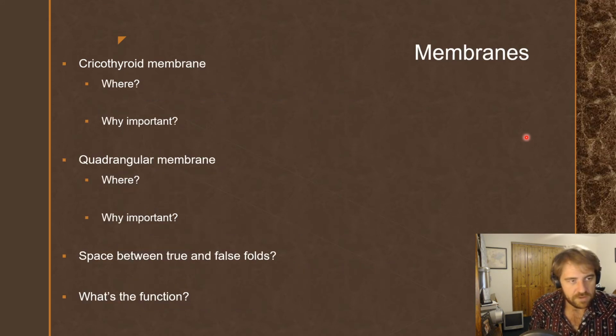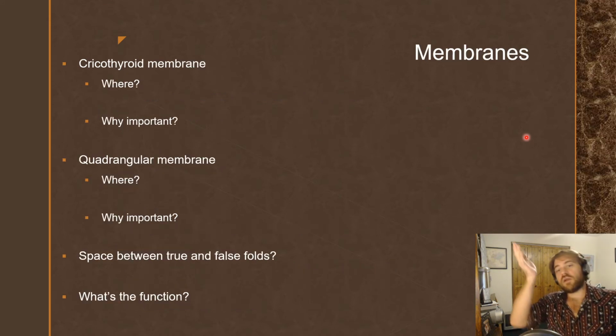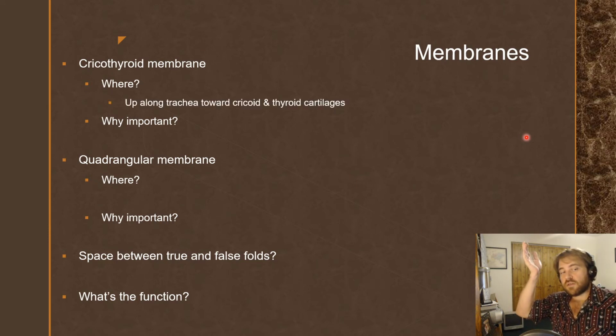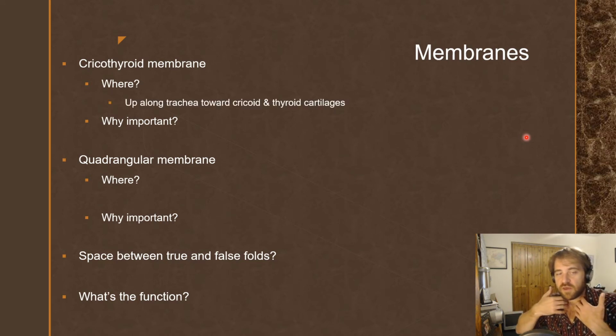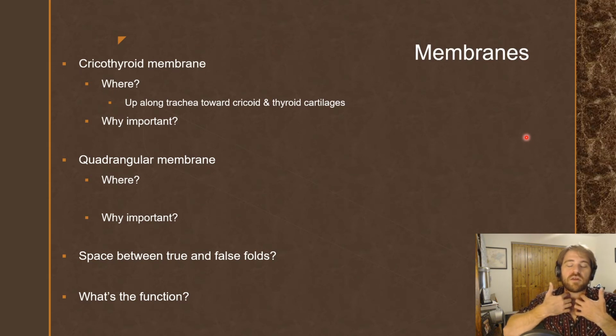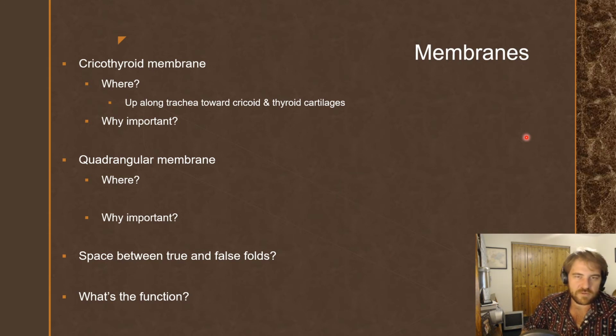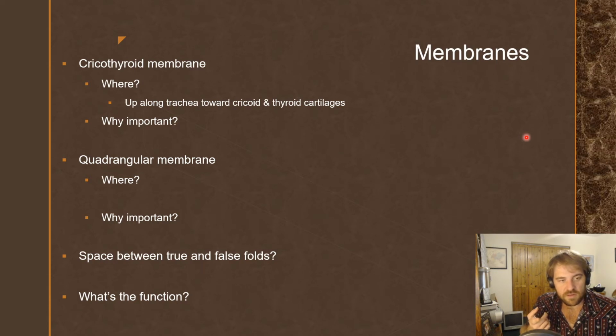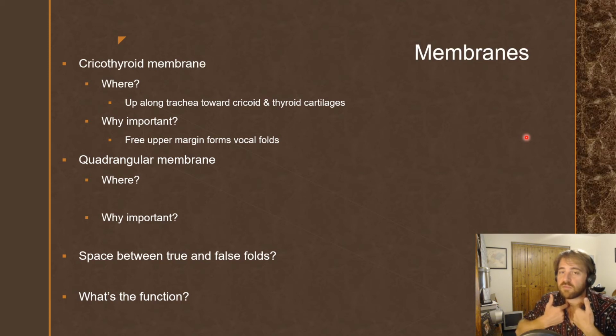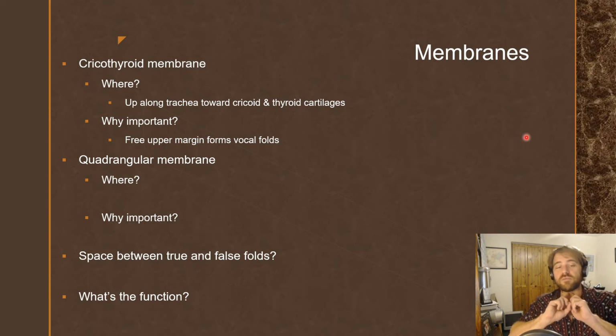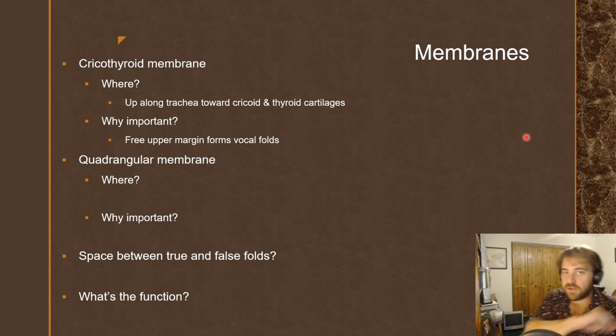Okay. The cricothyroid membrane, where is it? It moves up along the trachea toward the cricoid and thyroid cartilages. And why is it important? Is it just important because it's a membrane? No. There's another reason. The free upper margin forms the vocal folds. So it kind of moves up, covers the inside. And then as it gets to the top about here, that free upper margin comes in, and that's the vocal folds.